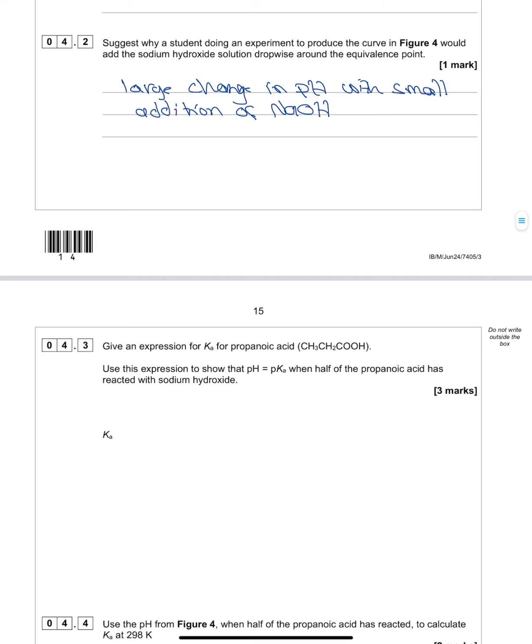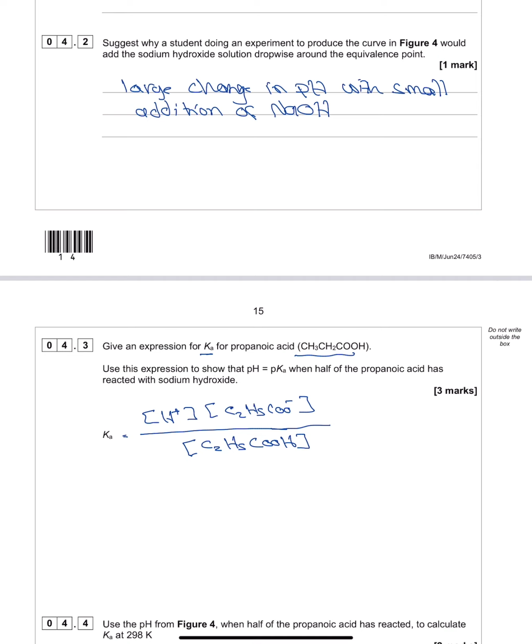Give an expression for Ka of propanoic acid. So this is the first part of this question. Let's give the expression of the Ka. Ka is basically the concentration of the hydrogen ion times the concentration of the propanoate anion, C2H5COO minus, over the concentration of the undissociated acid, C2H5COOH. So this is the expression of Ka.